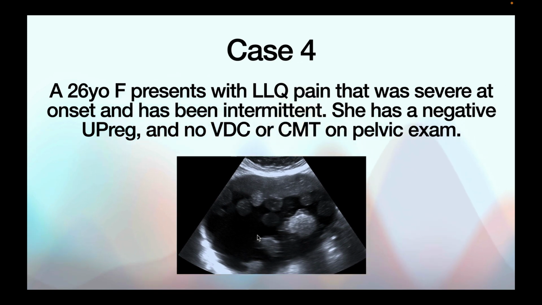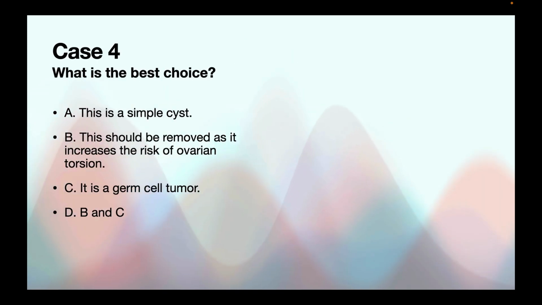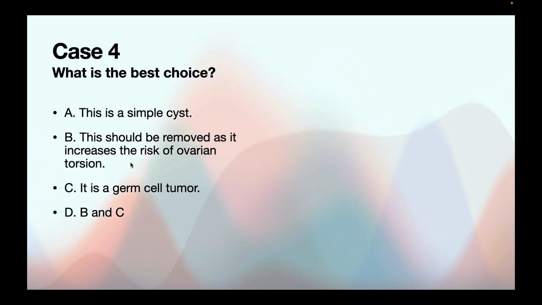So definitely concerning for a complex cyst. So what do you think it is? Definitely not a simple cyst, as we discussed. It should be removed as it increases the risk of ovarian torsion. Remember that presentation and how similar it is to testicular torsion. So that should raise your suspicion.